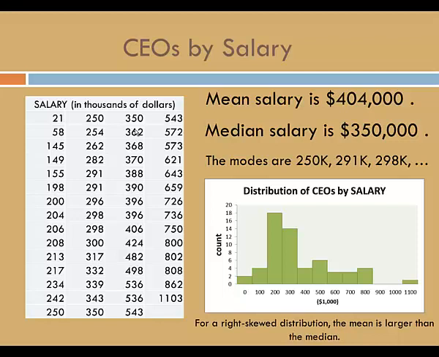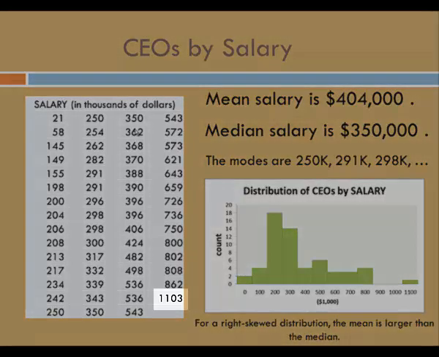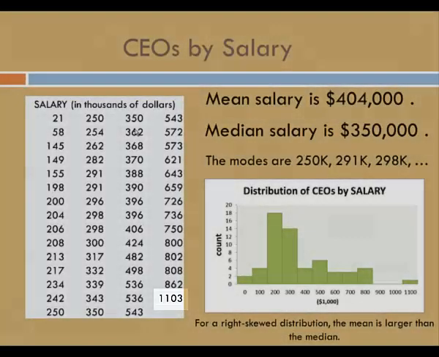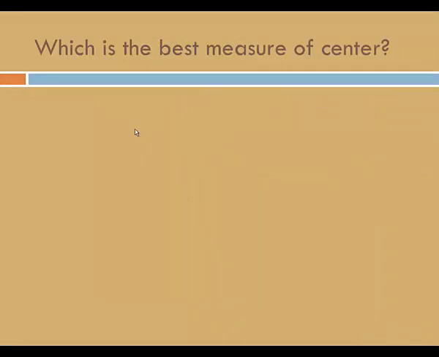The mean, which is not resistant to extreme values, is inflated by a few large salaries. In this case, one CEO had a salary of over $1 million. This one salary inflates the mean, but does not affect the median. So, which is the best measure of center?